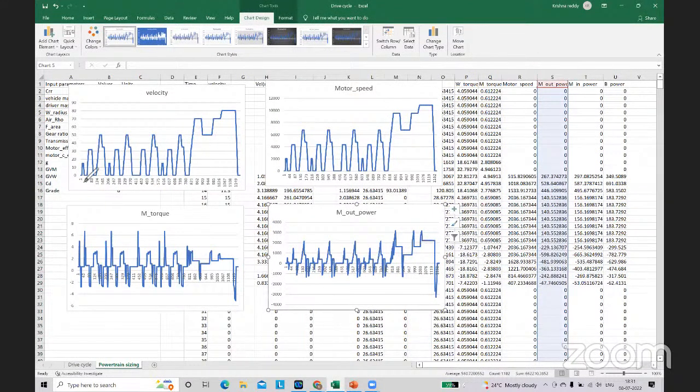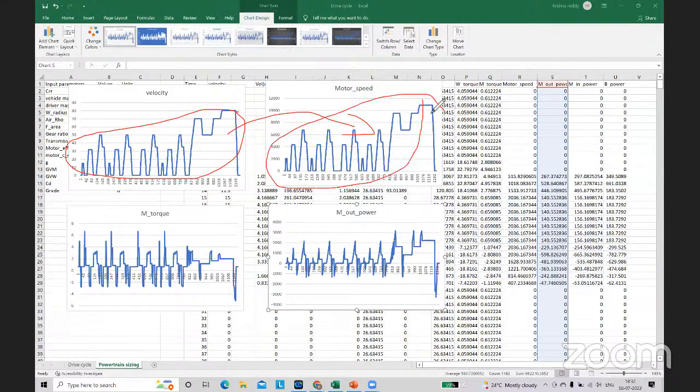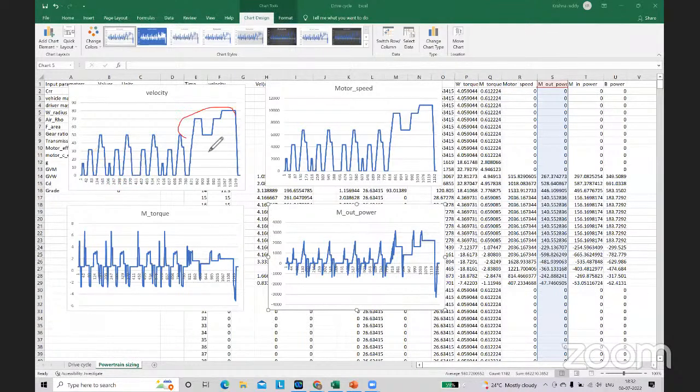If you see this particular drive cycle, the same trend has been followed by the motor speed. In terms of the equation, when we convert the velocity into the wheel speed, we directly multiply with the gear ratio, so you get the same trend on the motor speed side. If you consider the motor torque, you get it when you increase your acceleration from zero speed to some speed. At top speed, the torque curve is going to come down.